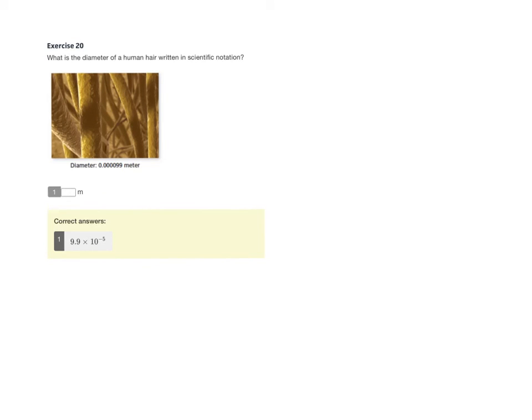Exercise 20. What is the diameter of a human hair when written in scientific notation? So I believe we got 0.00009999. So first of all, I would have to put the decimal so the value is in between 1 and 10. So here it would be less than 1, 0.99. Here it's going to be 9.9. So we'd have 9.9 times 10 to the 1, 2, 3, 4, 5. And this is a very small number. So our answer is going to be negative fifth.